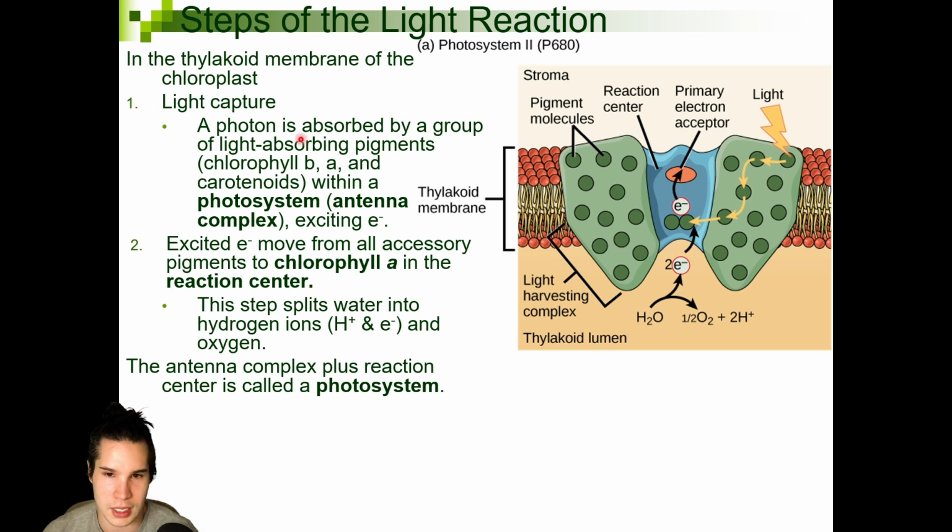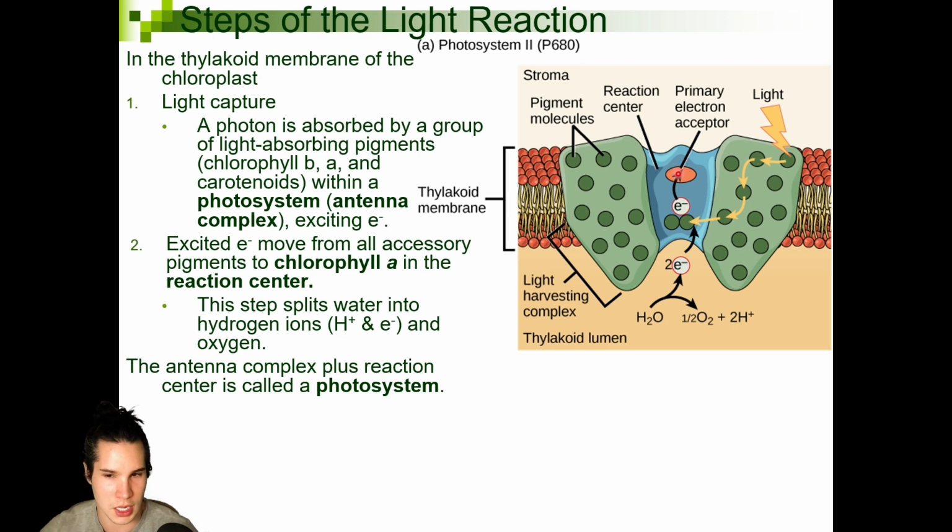So first you have light capture. The light energy is captured. That energy is transferred down into the second step, which is that the electrons are moved to the reaction center. So excited electrons move from all accessory pigments to chlorophyll A in the reaction center. Once that energy reaches the reaction center, chlorophyll A kicks off an electron. So an electron is released from chlorophyll A, and it meets your first electron acceptor.